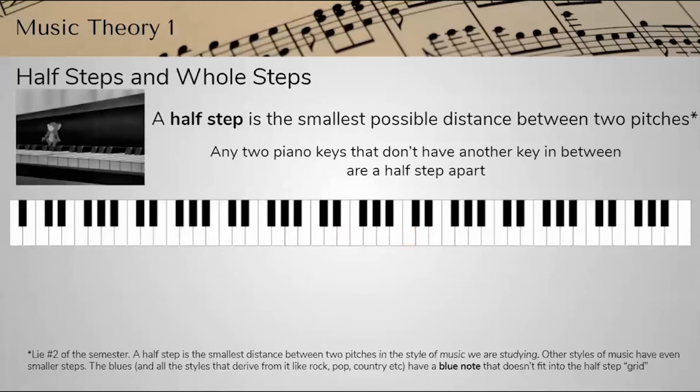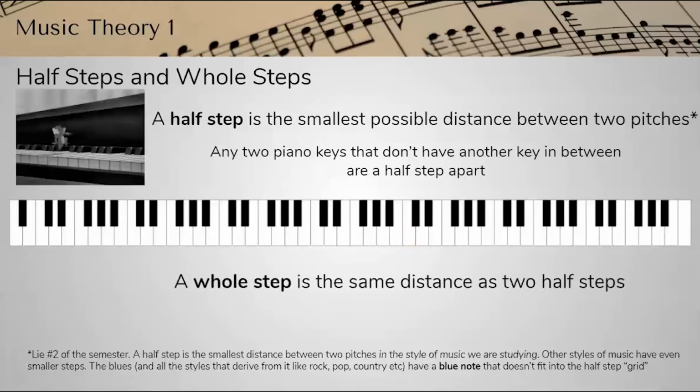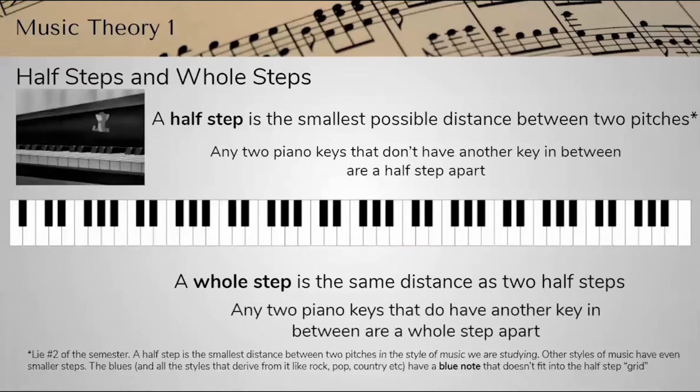Okay, so a whole step is the same distance as two half steps. So that means that any two piano keys that do have one other key in between them are a whole step apart. So that's like this C here and this D. Because you have a black key in between them, they're a whole step apart. Okay, that F sharp and that G sharp, those two black keys, there's a white note in between them, so they are a whole step apart. And then you can go from a white key to a black key as well, and because there's a white key in between them, those are also a whole step apart.